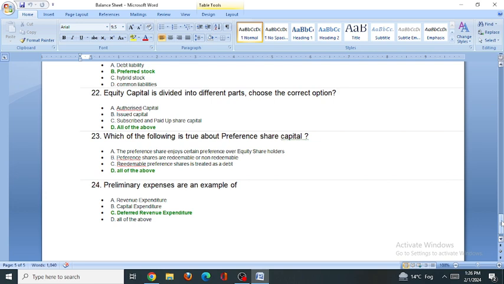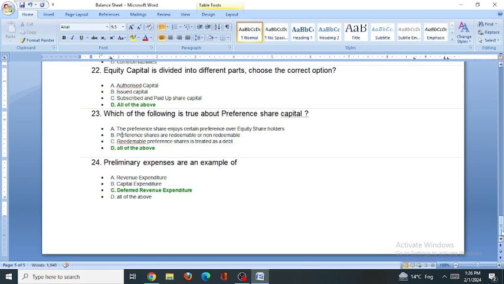Which of the following is true about preference share capital? It has preference over the payment of the capital as well as the payment of dividend. So that is why they are known as preference shares. Then preliminary expenses is an example of deferred. Deferred means the one that can be written off over a period of time. For example, advertisement expenses, because they are huge expenses. They are not capital expenses, they are revenue in nature, but they can be written off over a longer period of time, say 10 years. So that nature, half revenue, half capital, is known as deferred revenue.